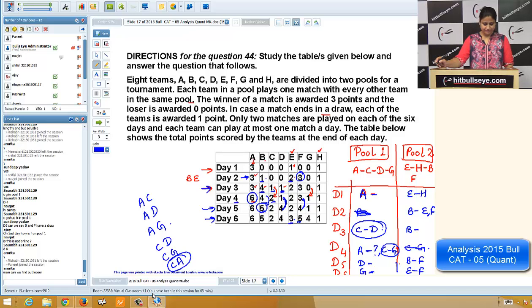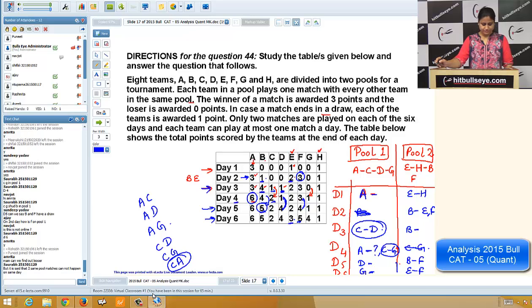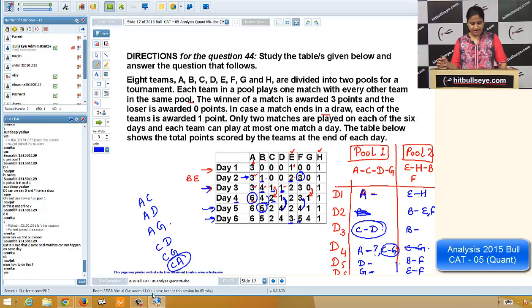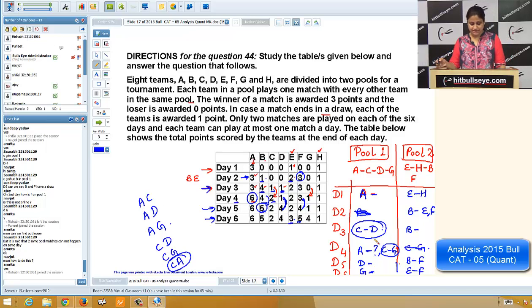Is it okay? Have you read the set completely? By given data, I have written all the possible matches or draw or wins in pool 1 and pool 2. Clear? Sort of see what is written. Each team can play at most 1 match at a day. That is the data written.